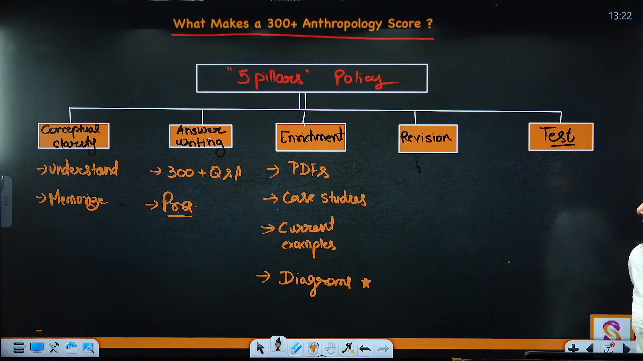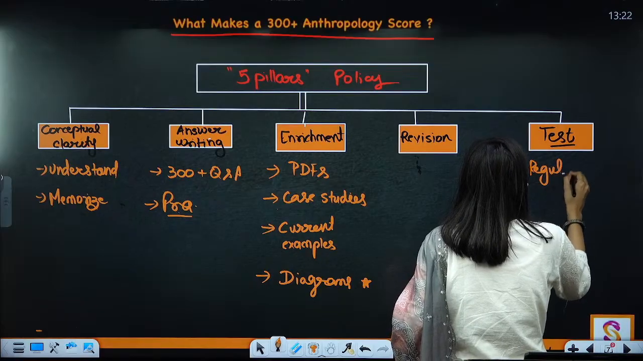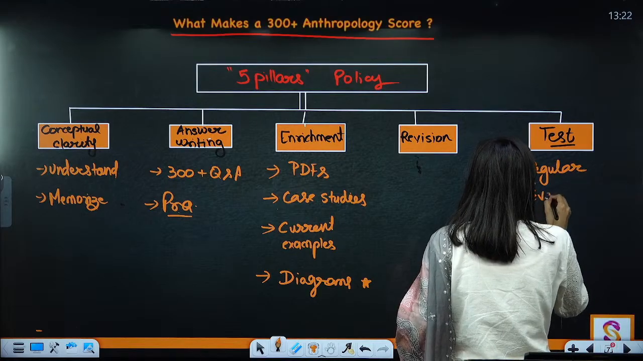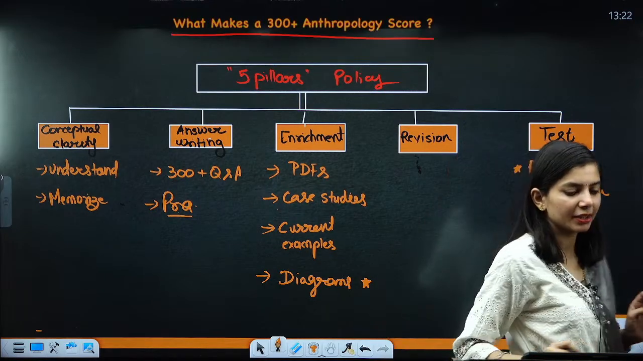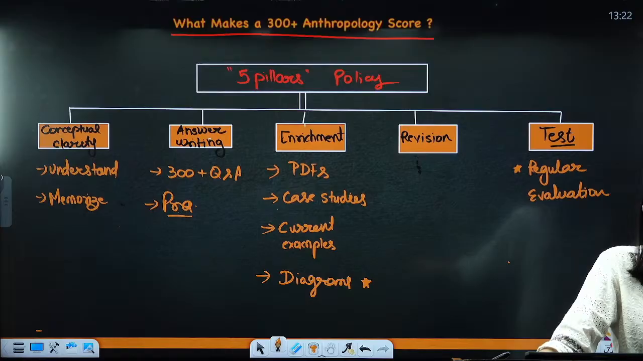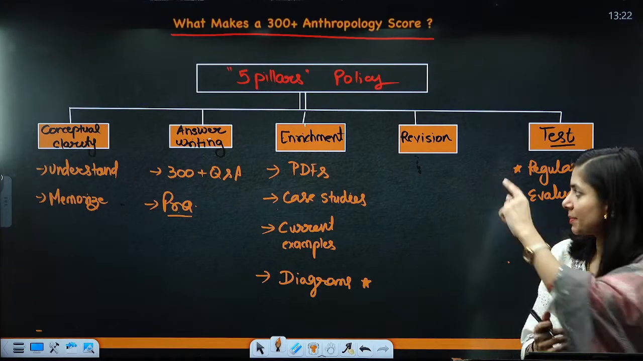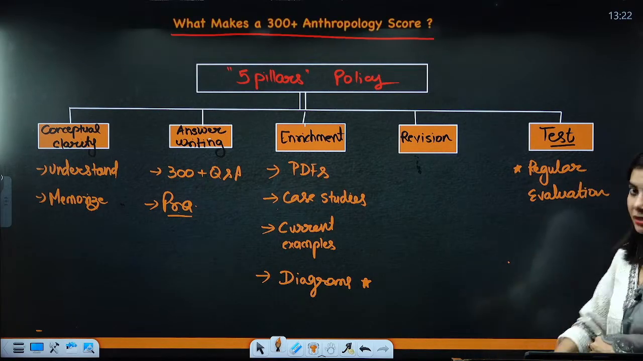So the conceptual clarity, the answer writing, the enrichment, the revision, and at last the test. Test which would include the regular evaluation. Now what does this regular evaluation mean? I told you about the sheet. One sheet is basically for the conceptual clarity. Another sheet is about the feedback, the evaluation.